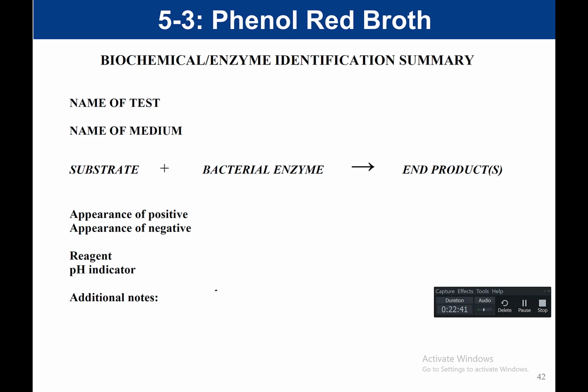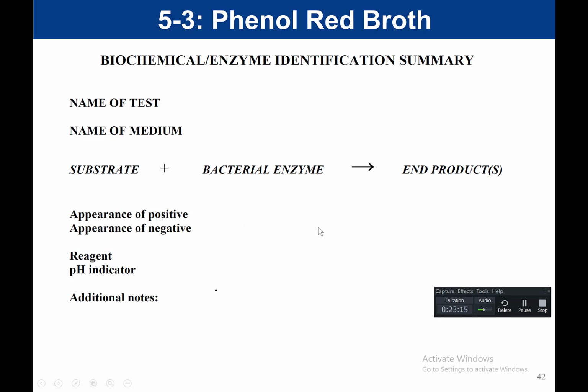So this is basically your biochemical sheet. For each and every biochemical test that we do, so phenol red broth, our OF test, our indole test, our methyl red, Voges-Proskauer, citrate, etc., you want to make these biochemical sheets. And for each of those tests, you should know the name of the test, the name of the medium, the substrate, the enzyme, the products.